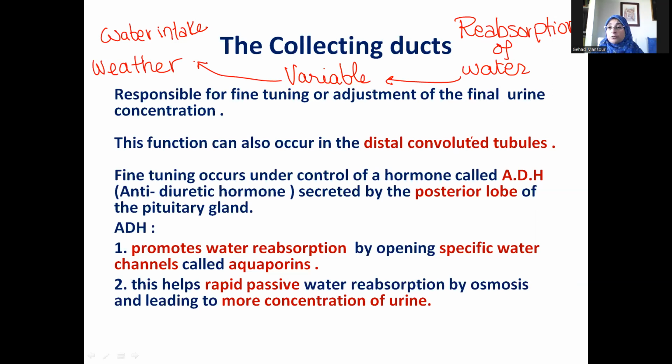So if you drink a lot of water, then the collecting ducts would minimize reabsorption of water to excrete that additional volume of water that you ingested. But if you drink very little water, then the collecting ducts will reabsorb as much water as they can in order to preserve your body water. And because the collecting ducts are doing that smart function, they are not doing it on their own, but they are controlled by a hormone, and that hormone is called the antidiuretic hormone, and that hormone is secreted by the pituitary gland.